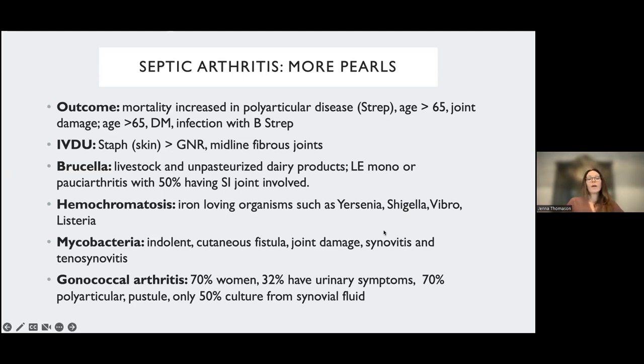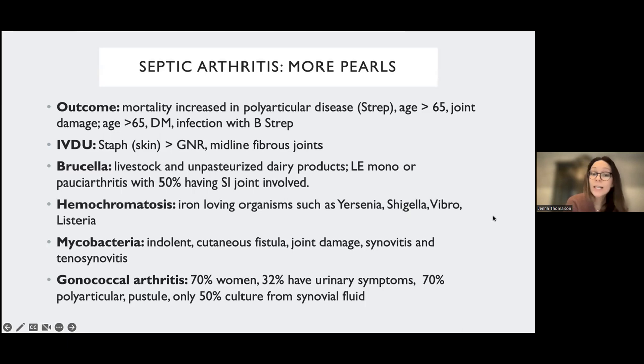In patients with IV drug use, one thing to know is that they frequently can have involvement of the midline fibrous joints in the chest, which is an unusual site for people to get septic arthritis otherwise. Brucella is a bug that can cause septic arthritis frequently in the sacroiliac joint. And this is in those that have some association with livestock or are consuming unpasteurized dairy products.